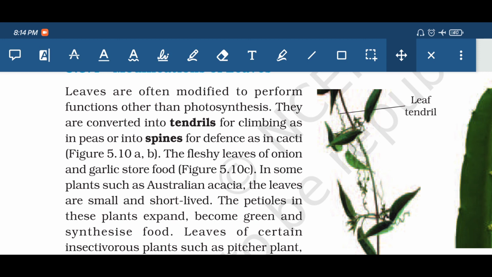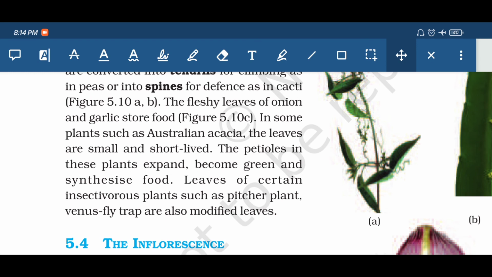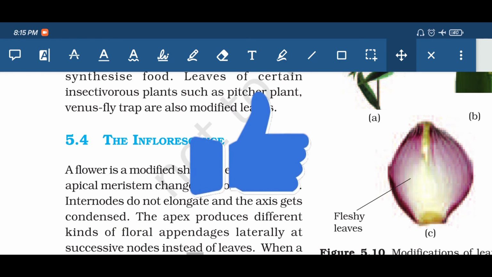Then in some plants, the leaves are small and short lived. The petiole in these plants expands, becomes green, and synthesizes food. So here the petiole expands and synthesizes food. Then coming to insectivorous plants, the leaves are modified into a trap system, for example pitcher plant and Venus flytrap. Here the leaf is modified into the capturing part. So by this, I think leaf is completed.